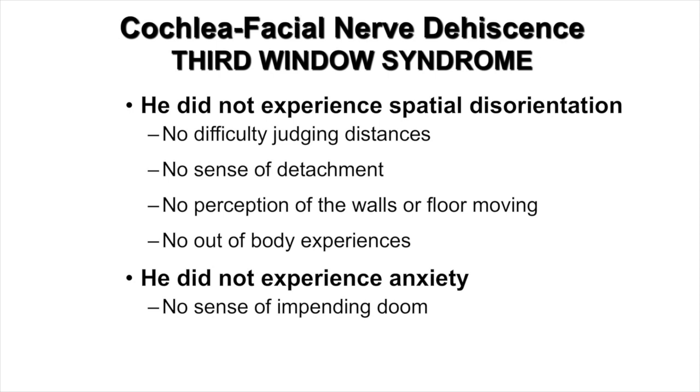Third window syndrome is also a spectrum. Not all patients experience the symptoms that I described earlier. In fact, he did not experience spatial disorientation. He had no difficulty judging distances. He had no sense of detachment or feeling separated from other people. He had no perception of the walls or floors moving, and he had no out-of-body experiences. He also did not experience anxiety. Patients with third window syndrome, particularly the more severe gravitational receptor asymmetries, can have a sense of impending doom.